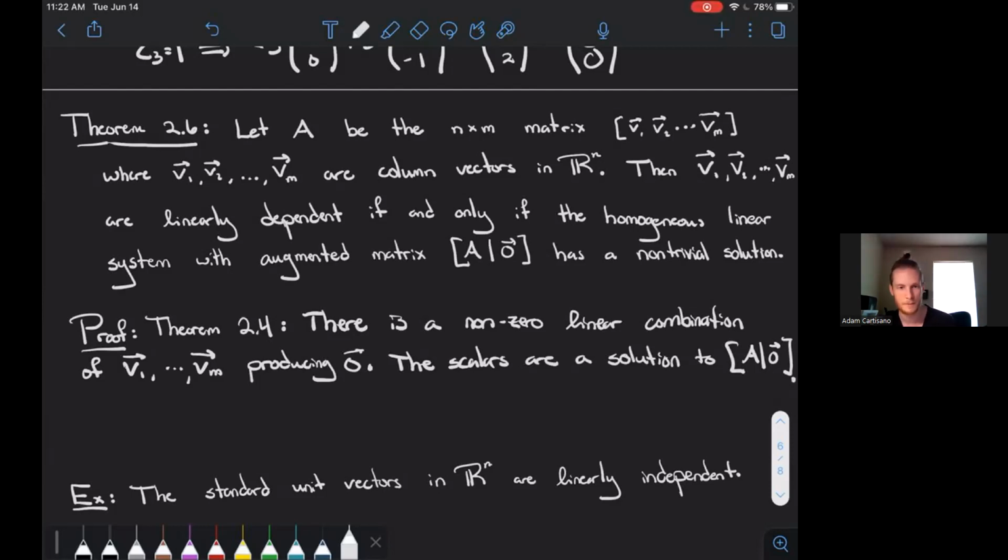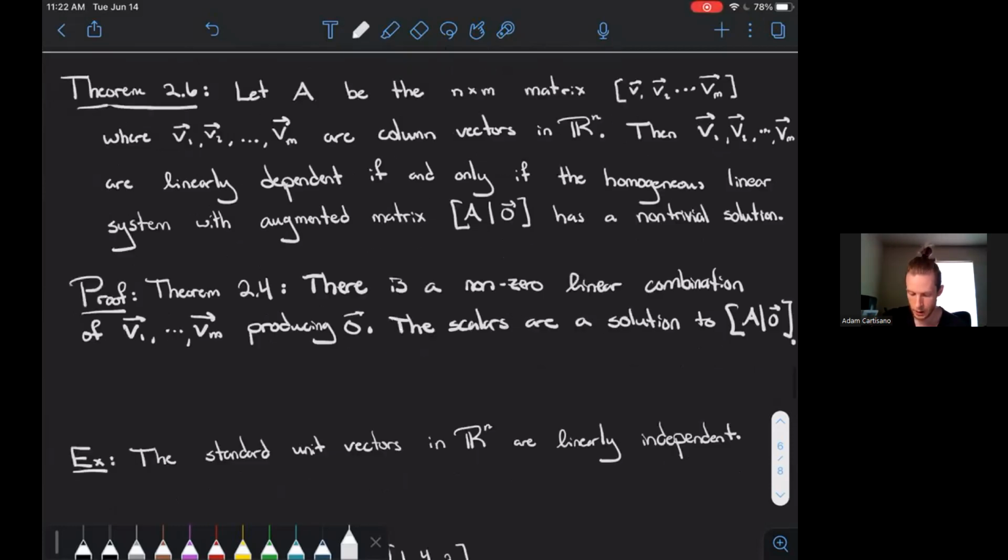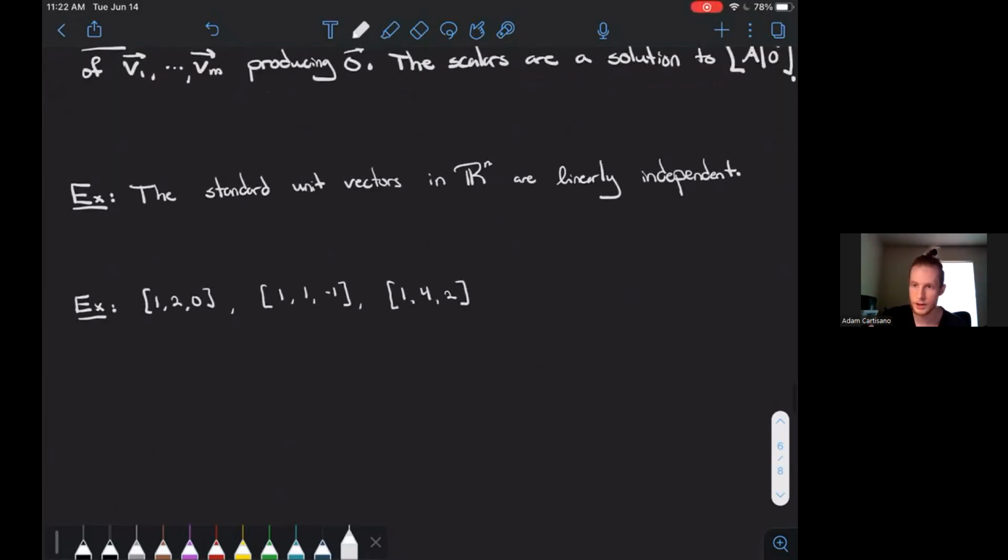I want to just reference its utility. In other words, to check whether a bunch of column vectors are linearly dependent or not, set up a homogeneous system and then ask if it has a non-trivial solution. That's all there is to it, right? Okay, let's do that once more.